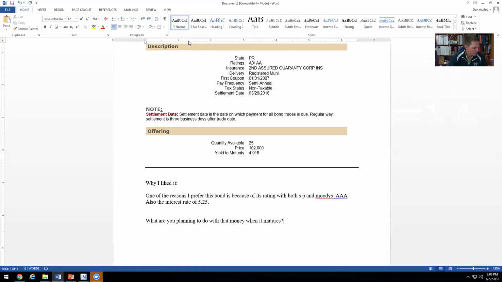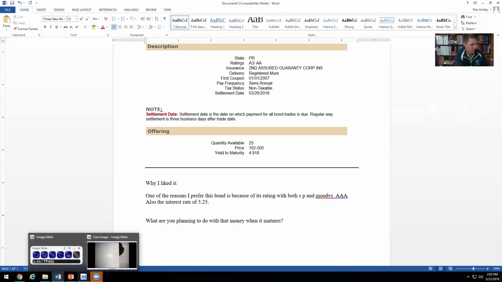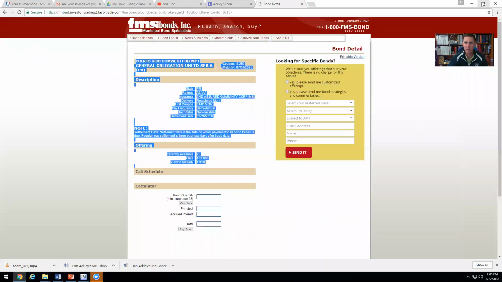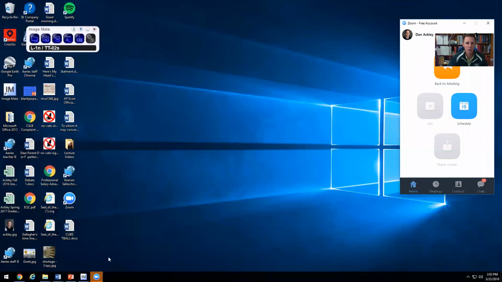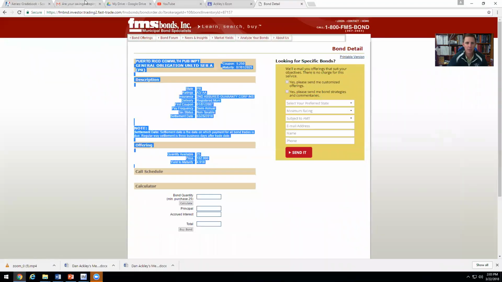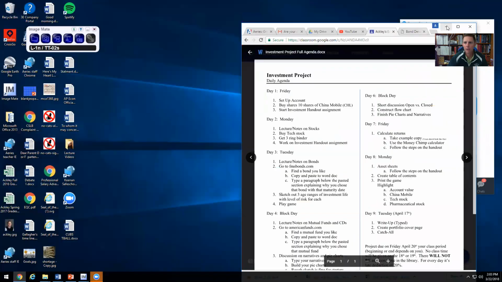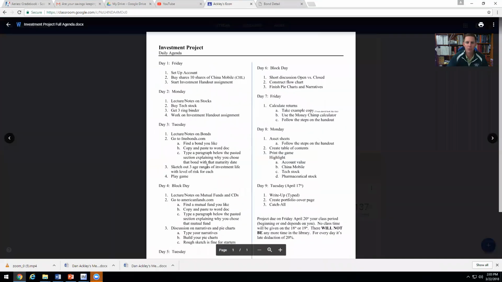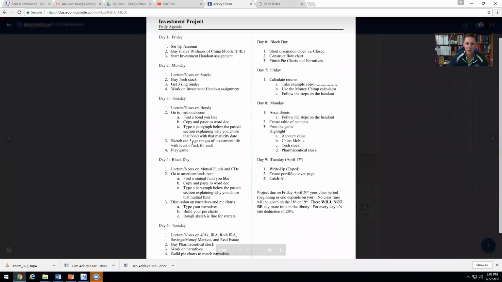Okay. So from that point on, the next thing I'd like you to do is this. We're going to minimize the bond page, and we're going to come back to this right here. I'll go back to Google Classroom and enlarge it. Hopefully you're seeing all this. Next thing we have for today is sketching out the 3 age ranges of your investment life with levels of risk.